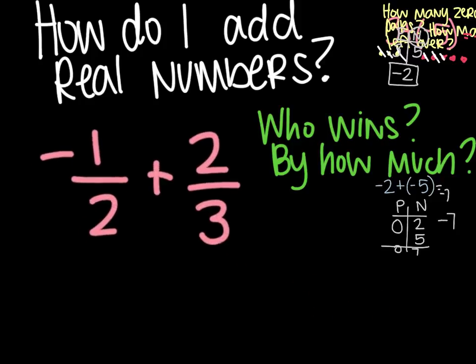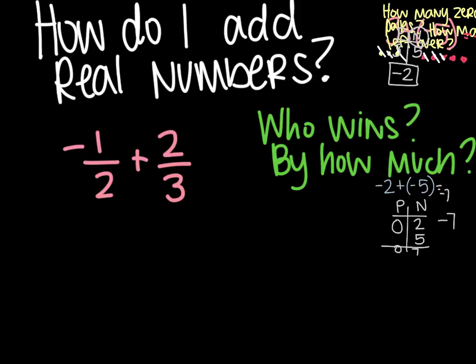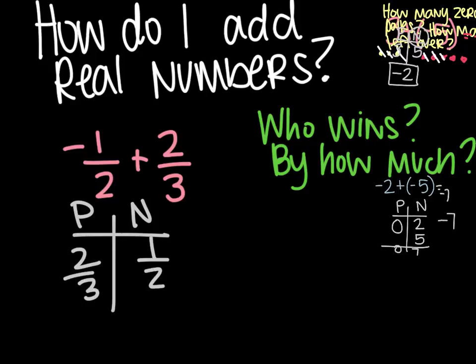You can do the same thing with fractions. It's just a little bit harder on your scoreboard, but it works. Okay, I have positive and negative. Negative is a half, positive is 2/3. Now, this doesn't work so well because we have uncommon denominators. So before you do that, you'll want to make a common denominator.